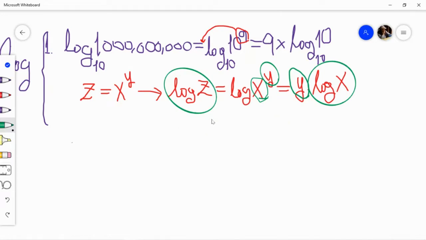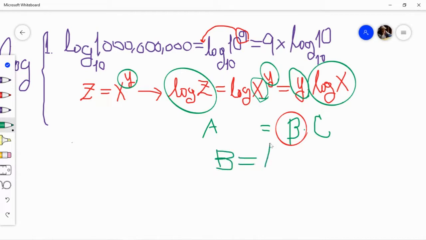That power function turned into a multiplicative function. Now it turned into a equals b times c. And then think about it. Our unknown is this, right? That's our unknown. We want to find that. So once it is a multiplicative function, it's easy. Then b will be a over c, right? This way we can find the exponent. And remember, this is a very useful function for us, right?